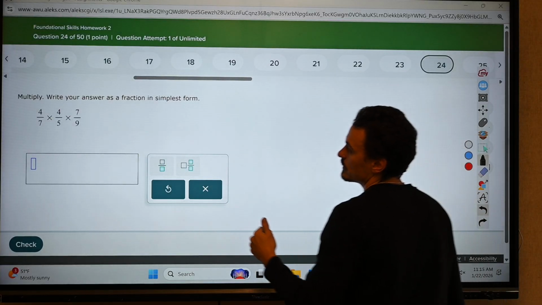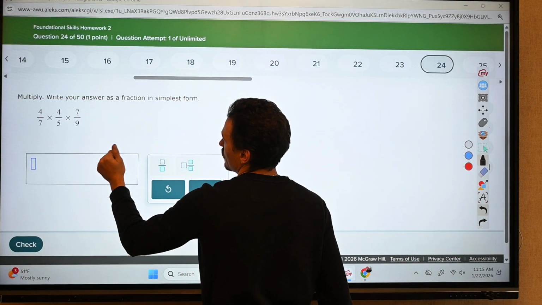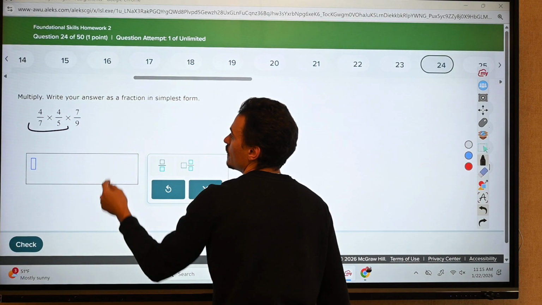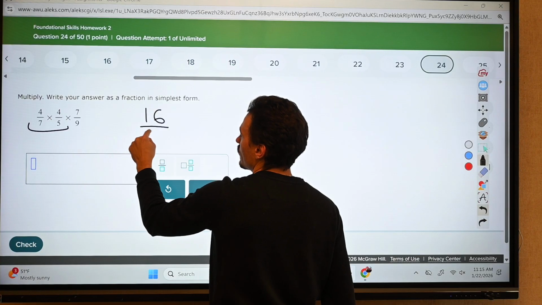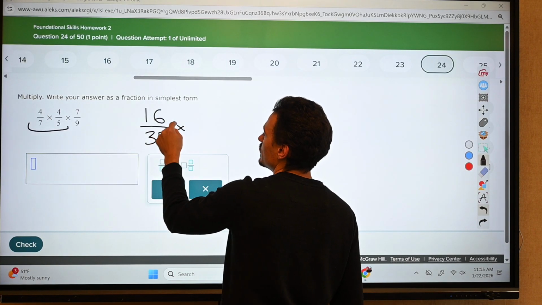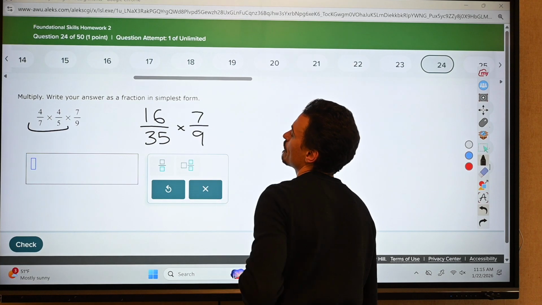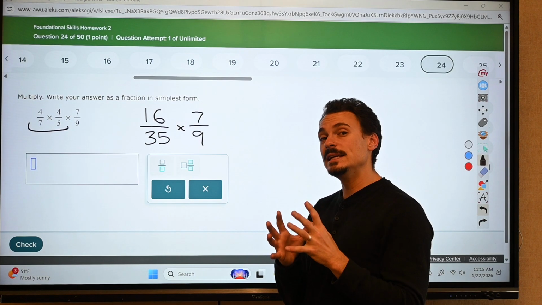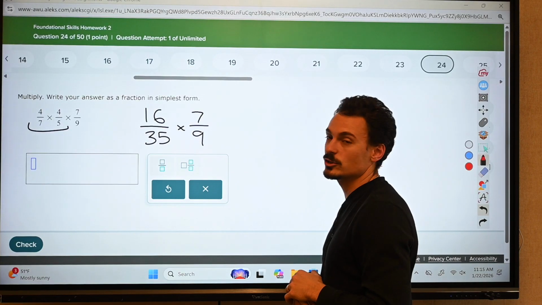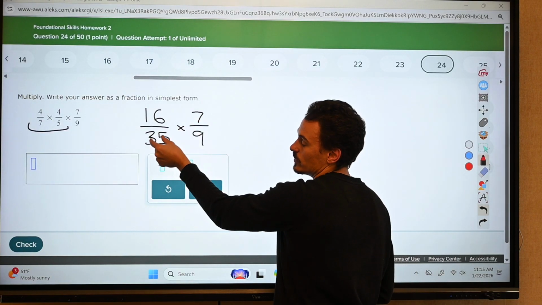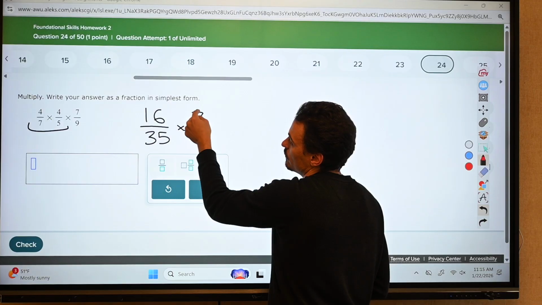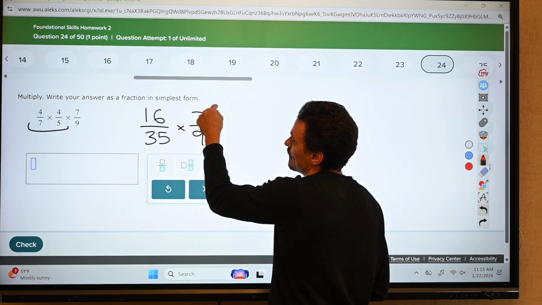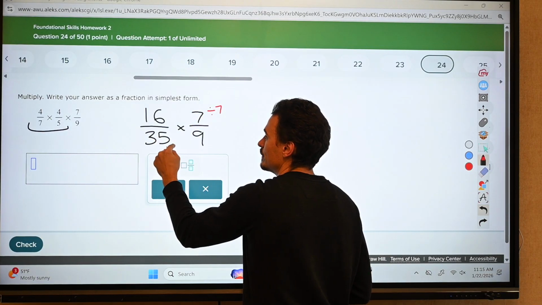We're going to multiply the top. 4 times 4. So I'm going to go right here. 4 times 4 is 16 over 35. Times 7 over 9. Okay? Little trick right here. Little trick. If you see this, you can use this trick. Check this out. I know 7 goes into 35. So I can reduce this by dividing that by 7. And I can divide this by 7.